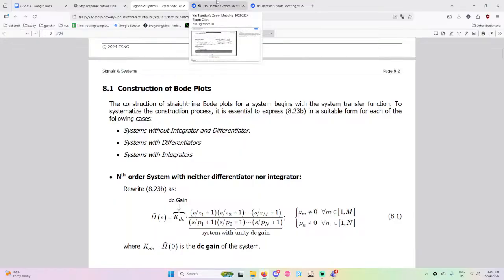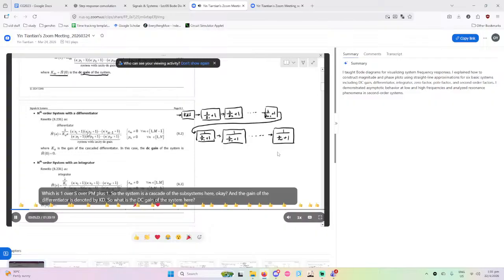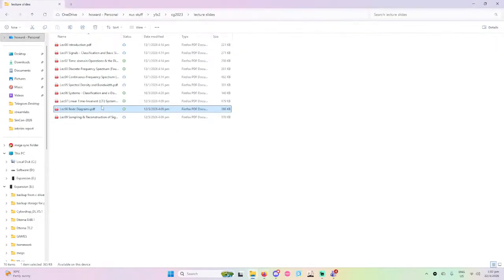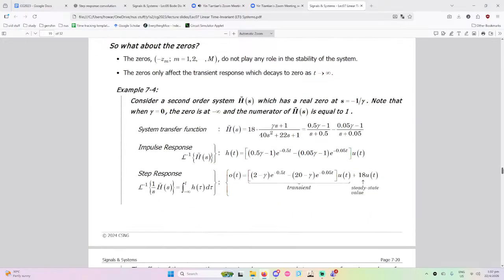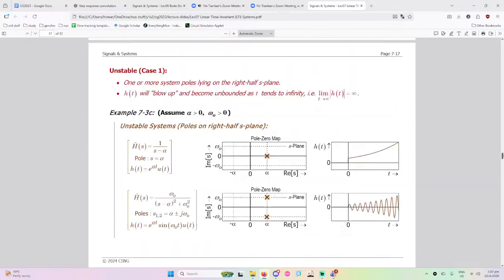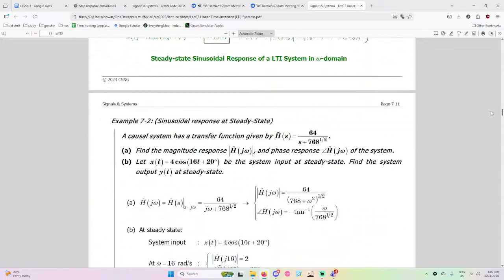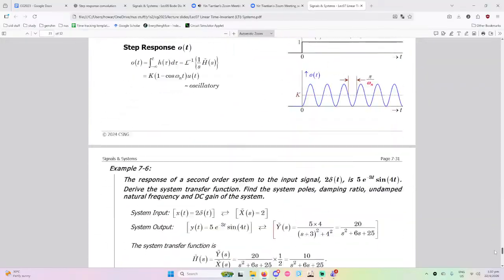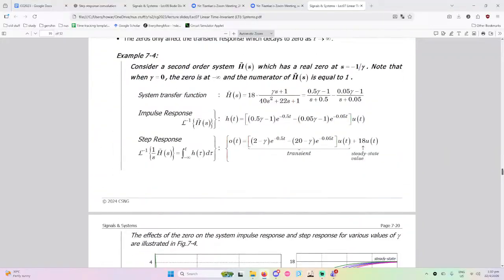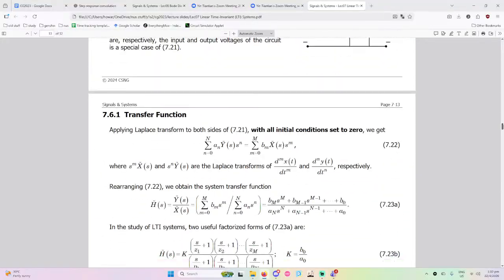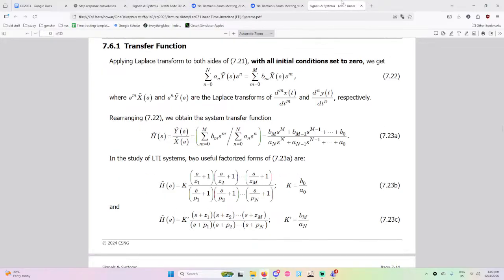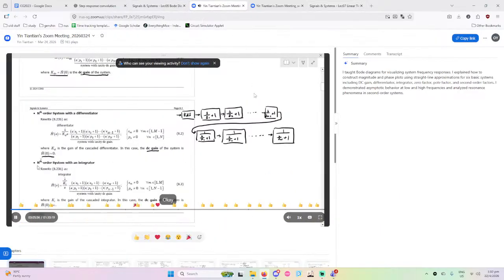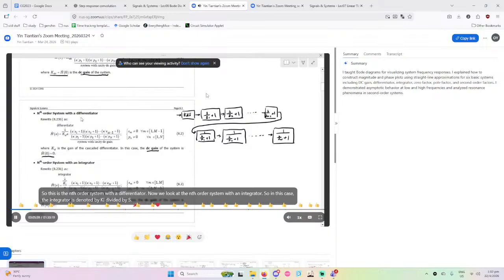Okay, and the gain of the differentiator is denoted by K_D. So what is the DC gain of the system here? Since we have a differentiator here, when s is equal to 0, what is the value of H tilde of s here? 0. Therefore, we see the DC gain of the system is equal to 0. Okay. So this is the nth order system with a differentiator.